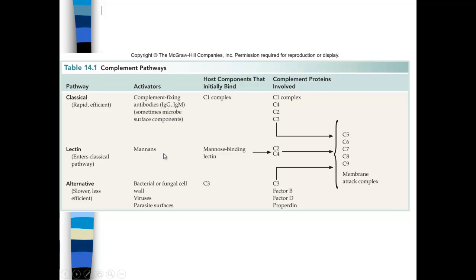The lectin pathway is activated by the presence of mannans, which you find specifically on fungus. And then the alternative pathway, which is slower and less efficient, will detect bacterial or fungal cell walls. It can also detect viruses and the surface of parasites like protozoa and helminths. Then this forms a particular complex. This activates a cascade, and the cascade then leads to a membrane attack complex.